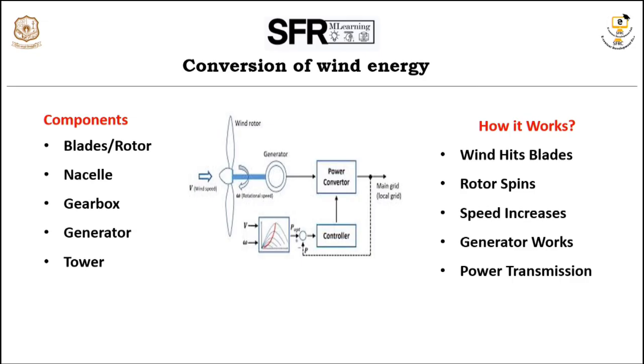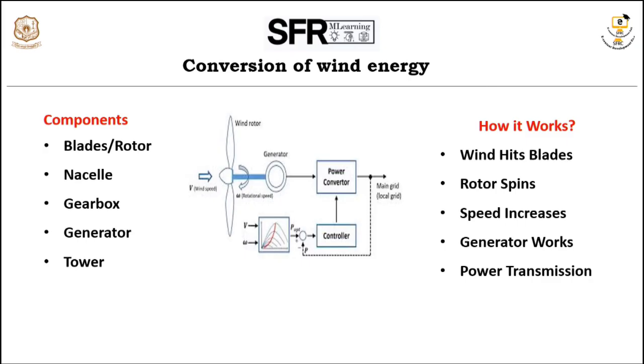The third one is the tower. The tower rises to heights where wind is faster and less turbulent. So there are many control systems: the pitch control, yaw drive, anemometer and wind vane. Let me explain one by one. First, pitch control can adjust the angle of the blades to optimize power capture or protect the turbine in high winds.